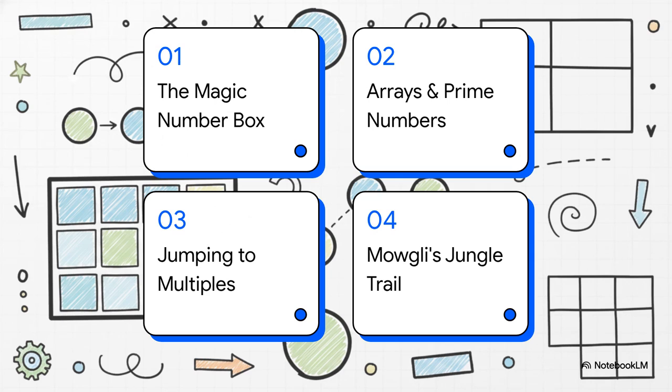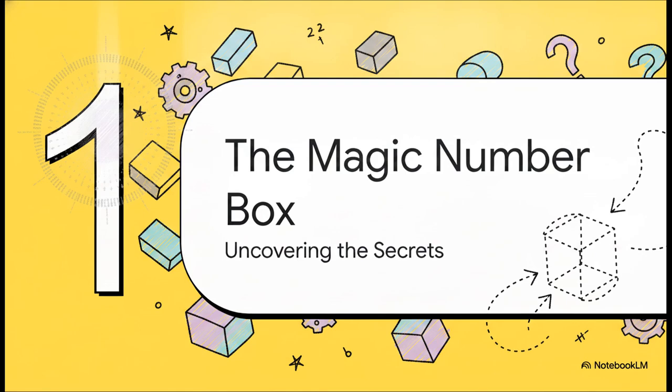To figure out exactly what these multipliers are called and how they work, here's our roadmap for today. First up, the magic number box. Second, arrays and prime numbers. Third, jumping to common multiples. And finally, number 4, Mowgli's Jungle Trail. All right, let's kick things off with Section 1, the magic number box, uncovering the secrets.